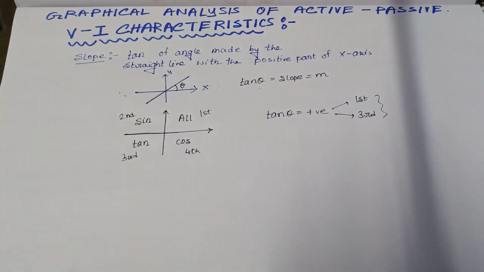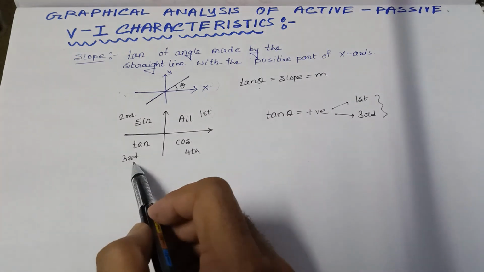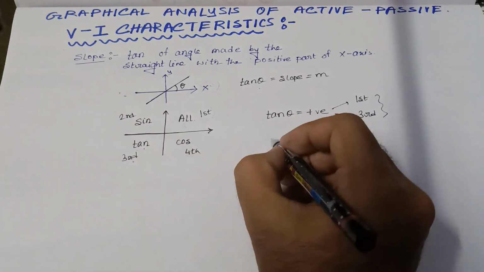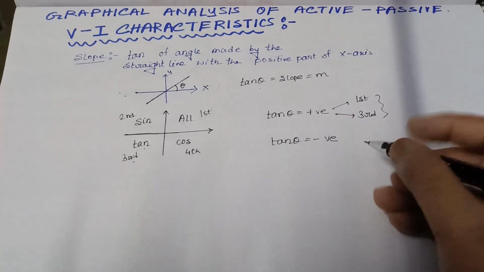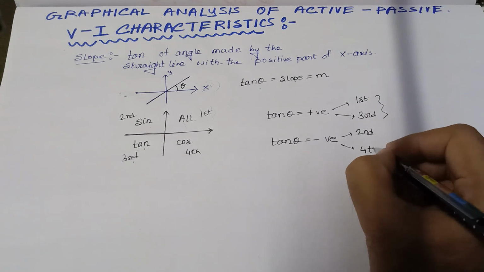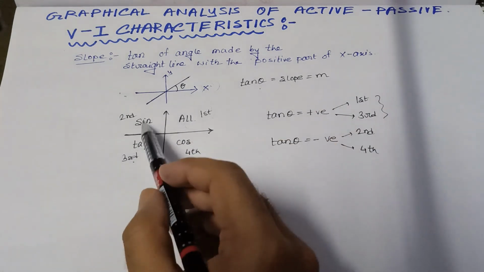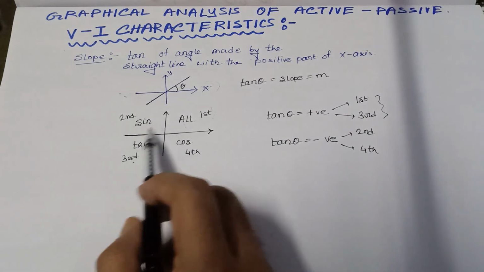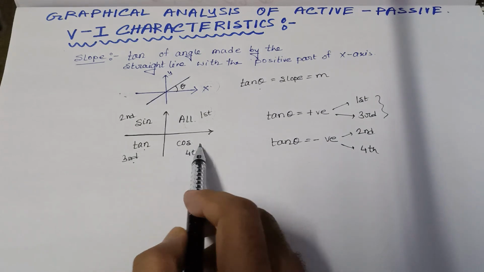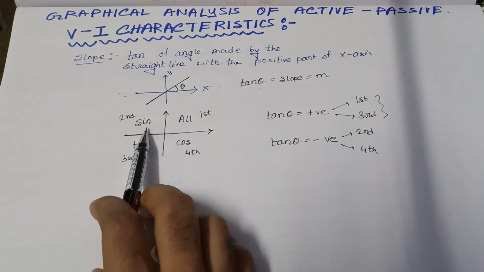Why? Because in the first and third quadrant, this is all and this is tan. Okay, and tell me when tan theta will be negative? In the second and fourth quadrant. Why? Because in the second quadrant it is for sine and in the fourth quadrant it is for cos. Okay, so here the value of tan will be negative.